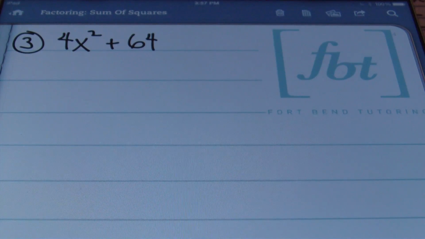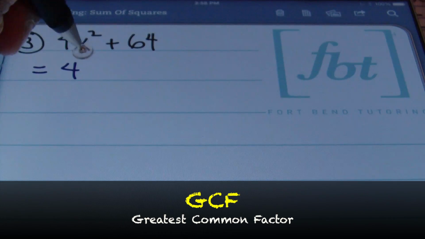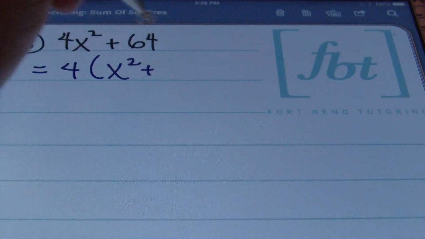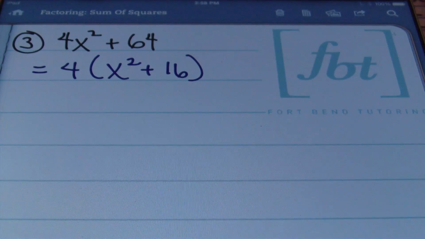However, when asked to factor, you should always look for the GCF first, that greatest common factor. And these two terms do have something in common. They have 4 in common. And no matter what class you're in, you're going to be factoring out the GCF of 4 first. That's right. So factor out that 4. That'll leave you a quantity of x squared plus 16 within the parentheses there. And this would be your answer.